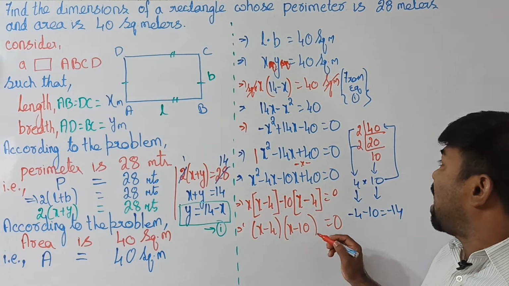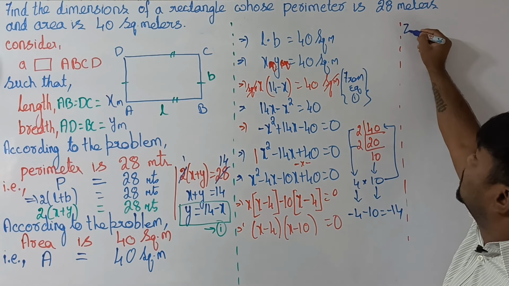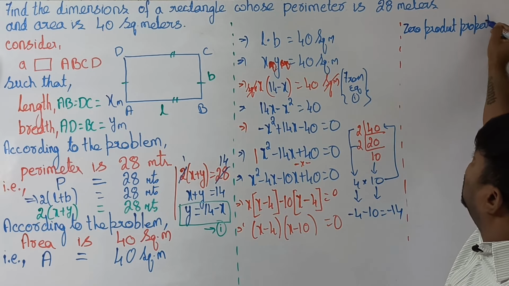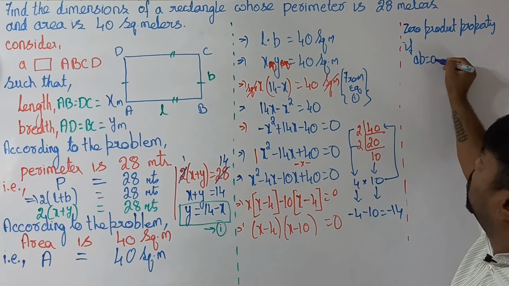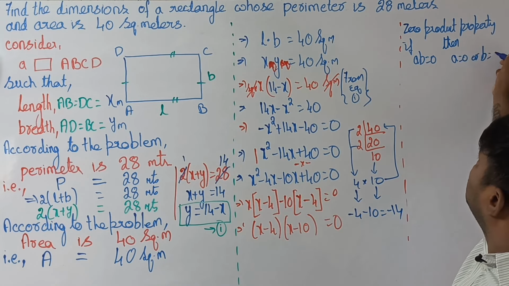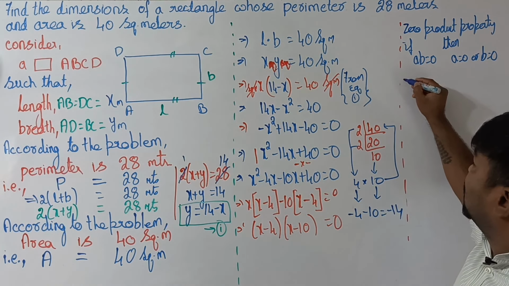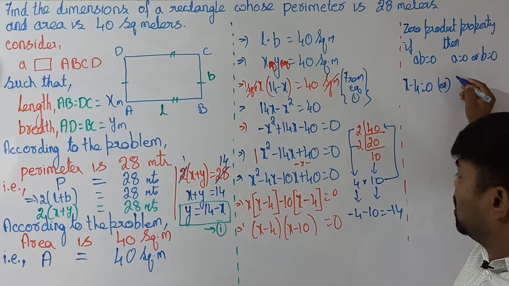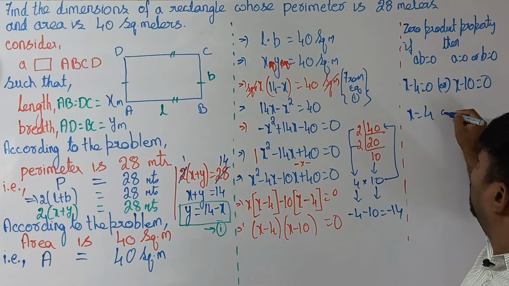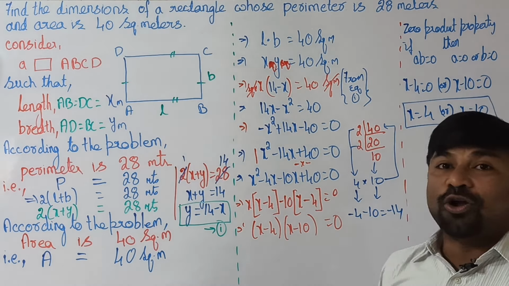But now we apply the zero product property. What's the zero product property? If you remember, if AB equals 0, then A is equal to 0 or B is equal to 0. This is the zero product property. Based upon this, take the first one as 0 and the second one as 0. That is x minus 4 is equal to 0 or x minus 10 equals 0. So we are getting two numbers. Now if you simplify, x is equal to 4 or x is equal to 10. So we got the two values.